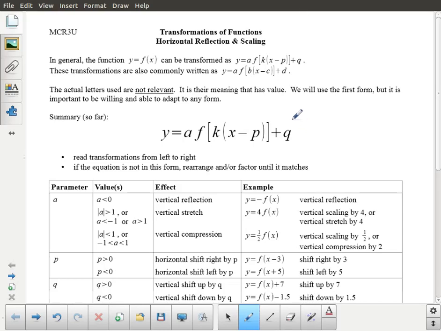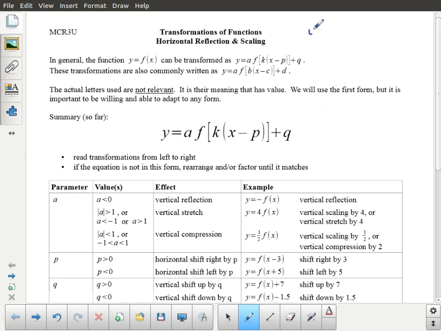For this lesson, we're going to be continuing with our study of the transformations of functions. Just as we have before, we're going to start off with a reminder that you should have seen this before in terms of a very specific function, in terms of a parabola.